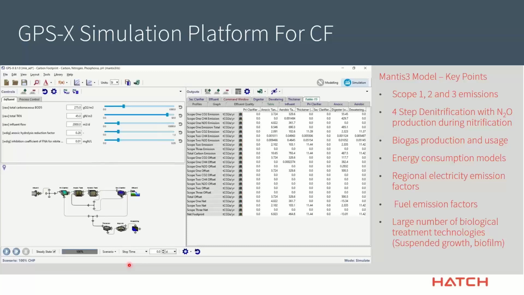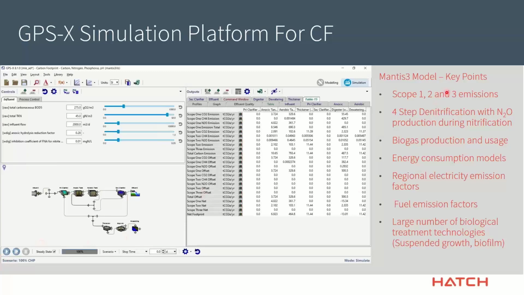And some of the key points basically of this particular model. There is a specific model called the Mantis 3 model, and we are calling it the carbon footprint model, which does everything that our standard Mantis 2 model does, but at the same time it also has some additional modules that can help us in estimation of the greenhouse gases from the wastewater treatment plant.